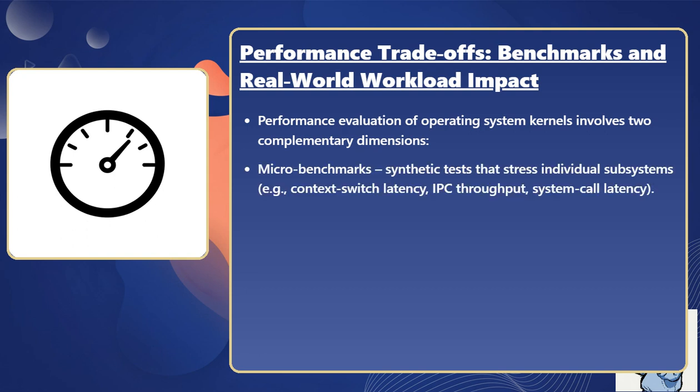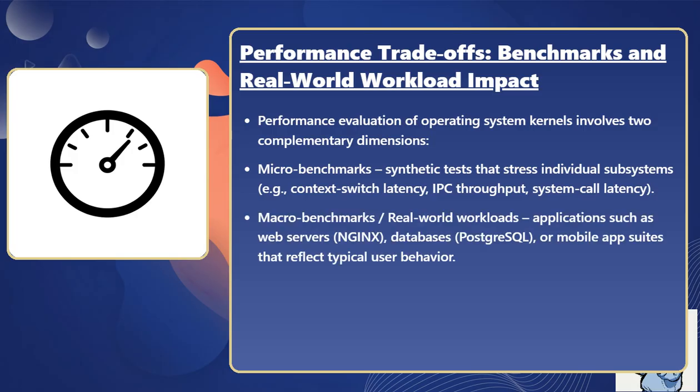Micro benchmarks: synthetic tests that stress individual subsystems, for example context switch latency, IPC throughput, and system call latency. Macro benchmarks, or real-world workloads: applications such as web servers like NGINX, databases like PostgreSQL, or mobile app suites that reflect typical user behavior.